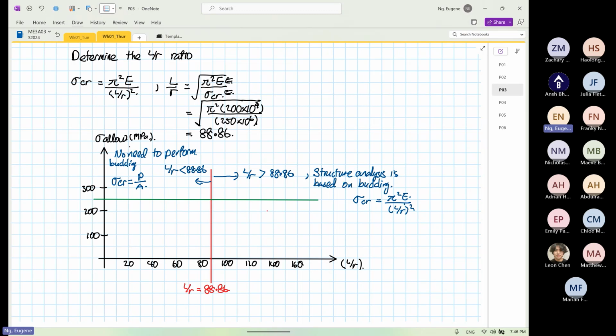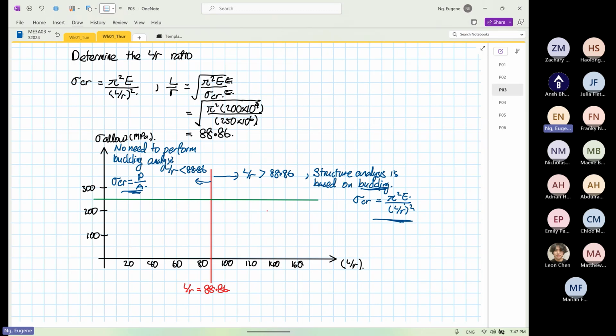No need to perform buckling analysis. If your L over R is greater than 88.86, structural analysis is based on what? Buckling now. So how we calculate the stresses are both different now. You can see that, right?